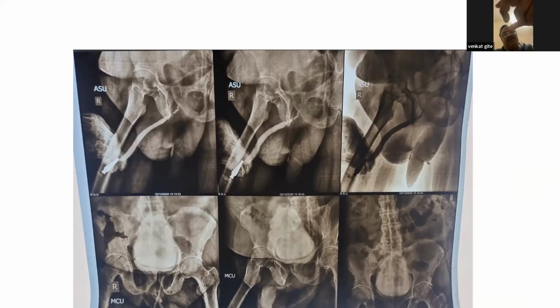You are doing RGU. Yes, sir. Contrast is not going behind the sphincter. Then is there any way to visualize the posterior urethra? Sir, we ask the patient to relax. Which mechanism of the patient relaxing will make the posterior urethra open?